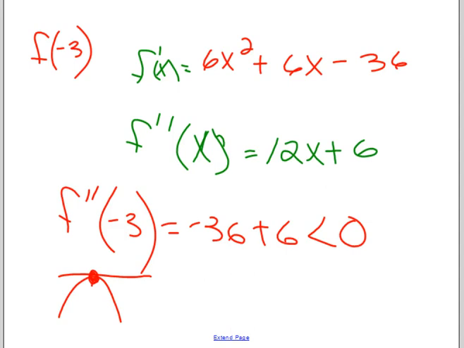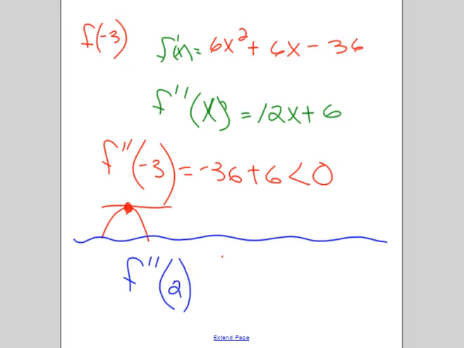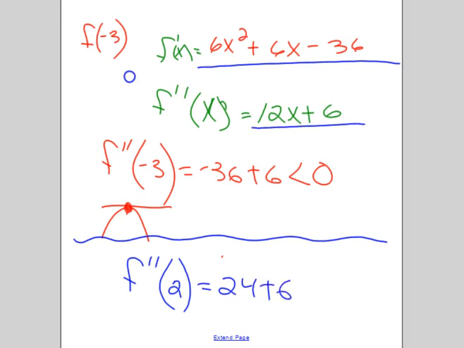So what I'm working on still is proving that these 2 points are maximums and minimums. Same logic's going to hold true if I want to show that at 2 there's a minimum. I'm going to find f double prime of 2. Now I've already verified that the first derivative is equal to 0 at 2. So since the first derivative is equal to 0 at 2, plug 2 into f double prime. So 24 plus 6, that's greater than 0.